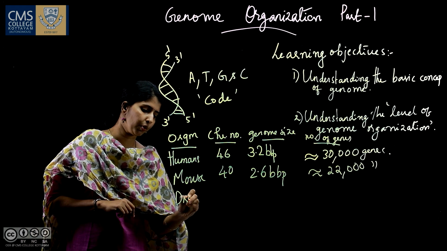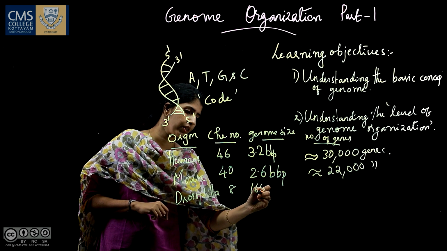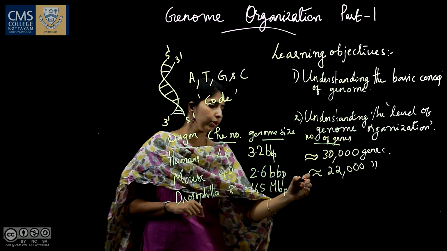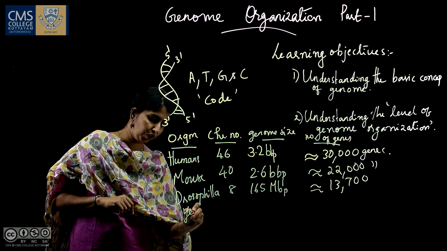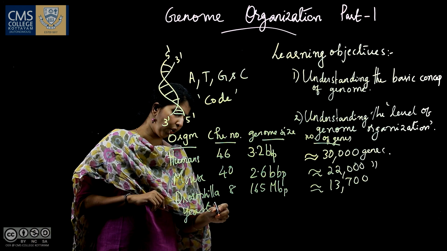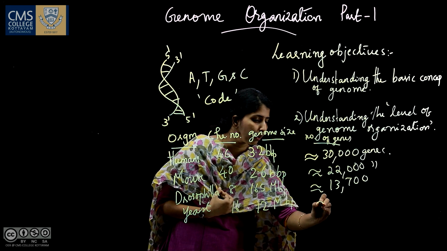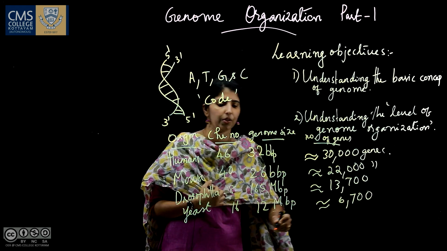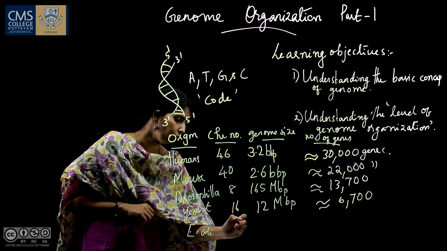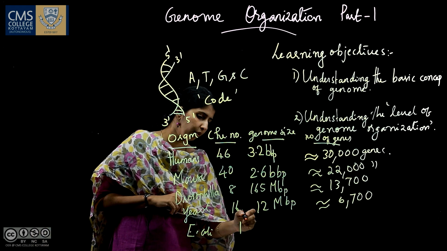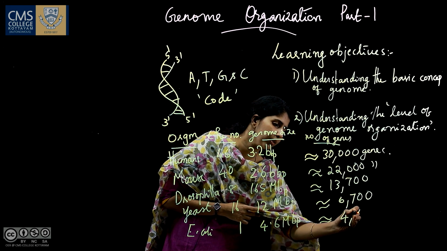Consider another model organism, that is Drosophila, which has 8 chromosomes and the genome size is 165 million base pairs and approximately 13,700 genes. Consider unicellular eukaryote yeast genome. The number of chromosomes is 16 and their genome size is 12 million base pairs and they possess approximately 6,700 genes. And the prokaryotic cell, for example E. coli, has one chromosome, we consider it as a single chromosome, and the genome size is 4.6 million base pairs and approximately it has 4,600 genes in it.